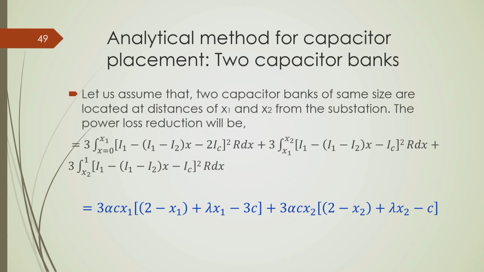Now, we will talk about the case with 2 capacitor banks. If we have 2 capacitor banks which are located at x 1 and x 2 distances from the substation, then how much loss reduction will we get? Now, you can understand how that current profile would be. So, if I go back to this figure.